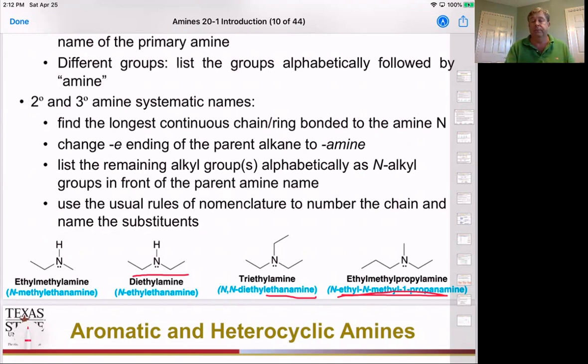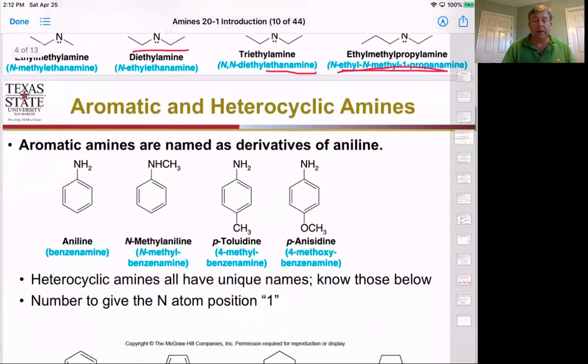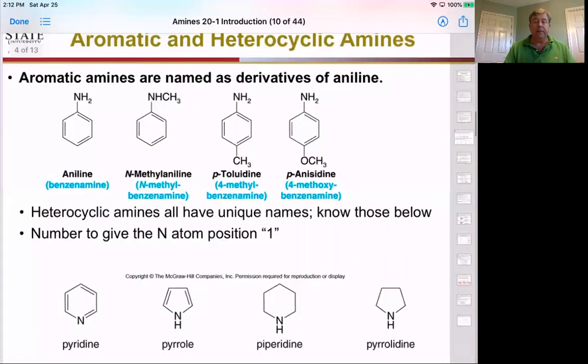Notice the N has to come before the substituent because each of those substituents has to denote it's bonded to the nitrogen. Okay, let's move on from aliphatic amines to some of the aromatic amines and heterocycles. As we learned in our benzene, we have common names for some of these materials, but we also have systematic names. So in the case of an amino group bonded directly to benzene, the common name is aniline, but we call that benzenamine.